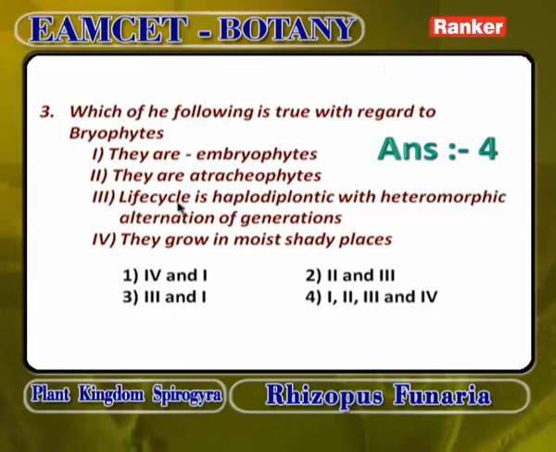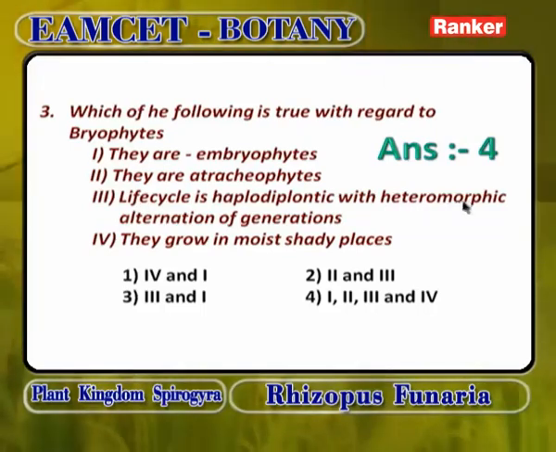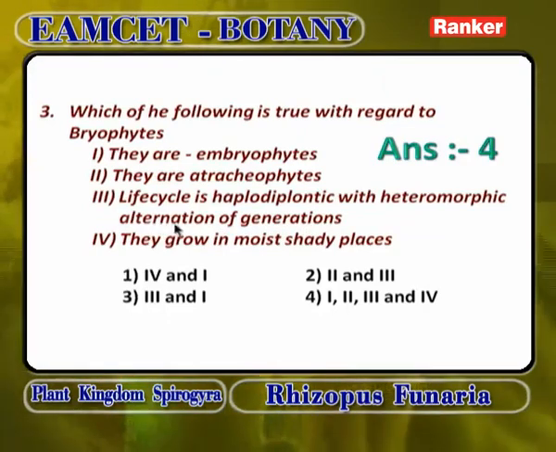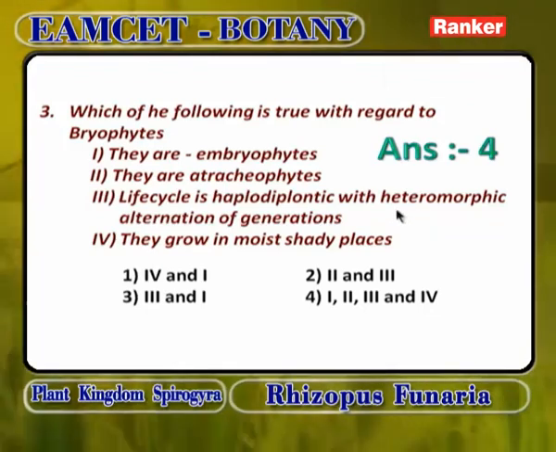Then life cycle is haplodiplontic with heteromorphic alternation of generations is correct. Haplodiplontic because the majority of the stages are haploid and only a few stages are diploid. Bryophyta is the only group which shows haplodiplontic. Why? Because algae and fungi show haplontic; pteridophytes, gymnosperms and angiosperms show diplohaplontic. Haplodiplontic cycle is found only in bryophytes.